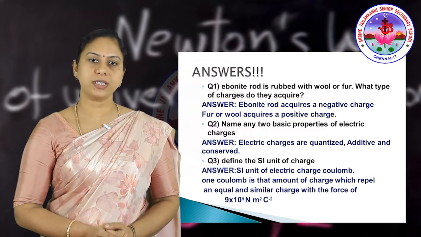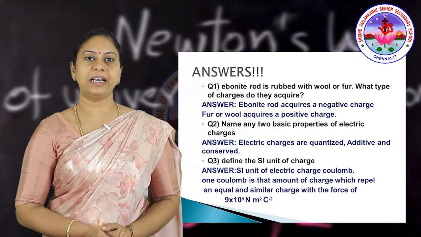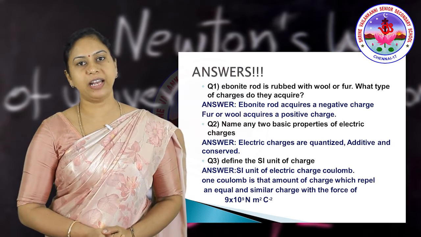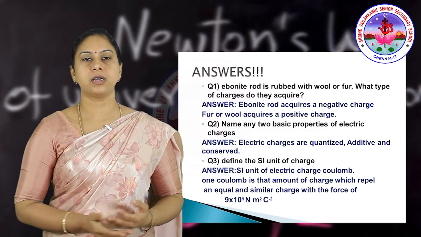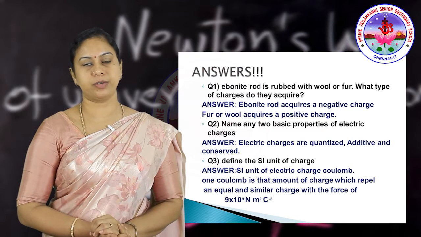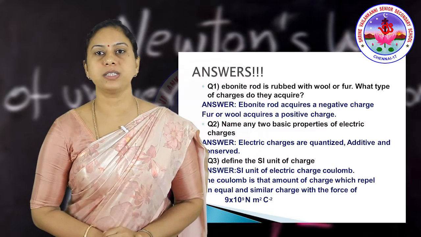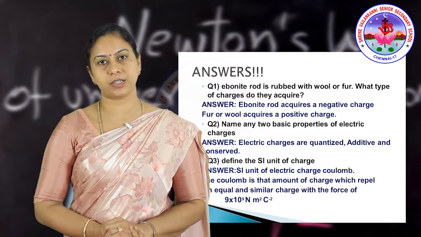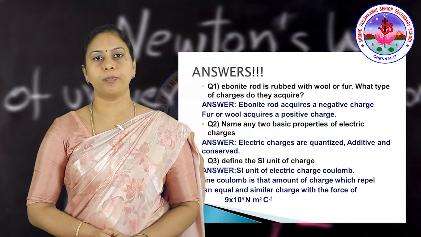The second question is, name any 2 basic properties of electric charges. You know that very well. Any 2 basic properties: additive in nature, quantization, or you can take conservation, right? In detail you have to write it. Now the next question is, define the SI unit of charge. The SI unit of electric charge is Coulomb.